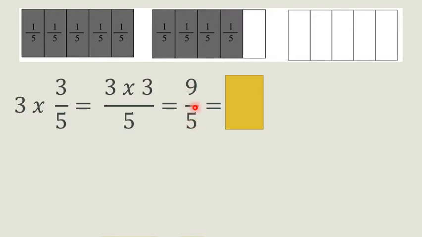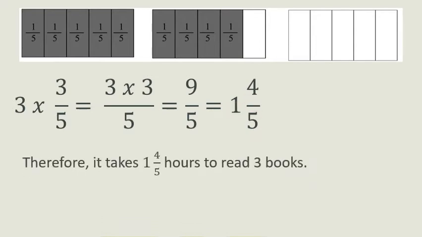improper. So, gagawin natin siyang mix. Paano po siya ginagawang mix? I-divide lang natin yung 9 sa 5, and yung remainder, yun po ang magiging numerator. So, 9 divided by 5 is 1, and ang remainder is 4. Yun ang numerator and denominator yung nasa baba. Ayan. Okay, so 1 and 4/5. Therefore, it takes 1 and 4/5 hours to read 3 books.